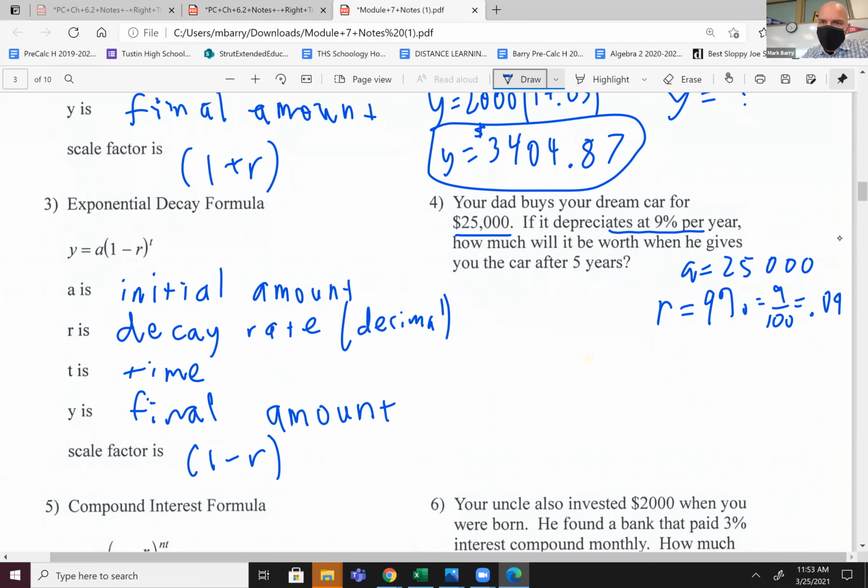All right, what else do we need? T time is 5 years, and Y is what we want to know. So we'll say Y equals $25,000 times 1 minus 0.09 to the power of 5.